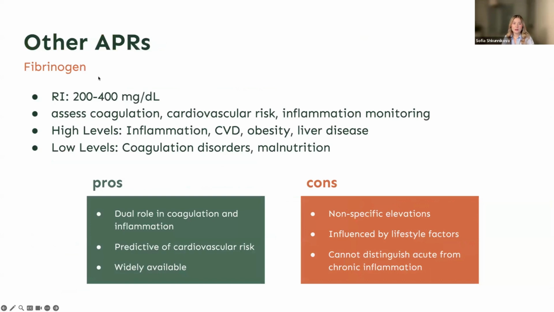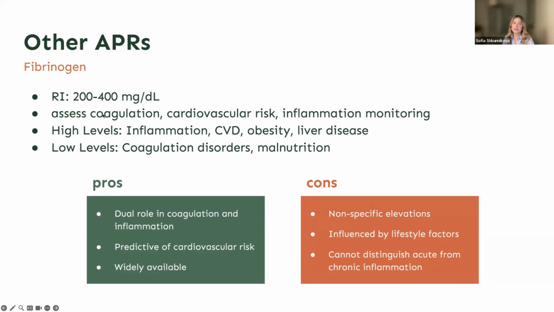When we look at other acute phase reactants, we can discuss fibrinogen. The reference interval is usually between 200 and 400 milligrams per deciliter. Usually it's used to assess coagulation, cardiovascular risk, and also sometimes to monitor inflammation, although that is not very common. High levels will be associated with inflammation, but also with CVD, obesity, and liver disease, and low levels are usually associated with coagulation disorders and malnutrition.